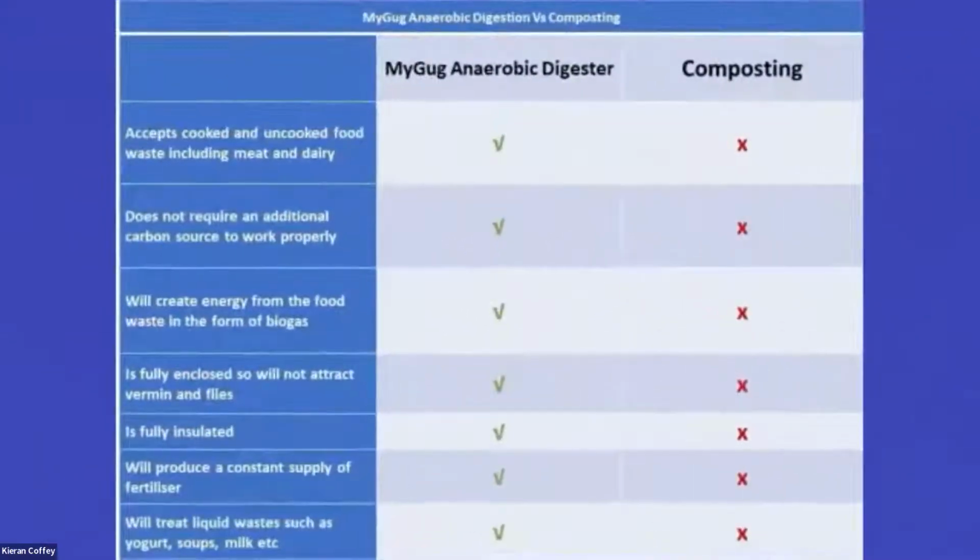So just to summarize, a micro AD will accept all types of food waste. You don't need an additional carbon source for it to work properly. It'll create an energy source in the form of biogas. It's fully enclosed, so this is key. It won't attract rats or vermin or flies, and it'll provide a constant supply of fertilizer. And like I said, you can put in all sorts of liquid waste, soups, yogurts, milk, whatever.